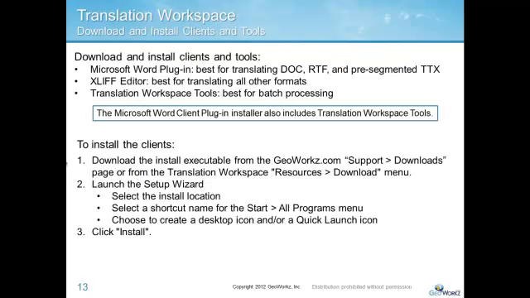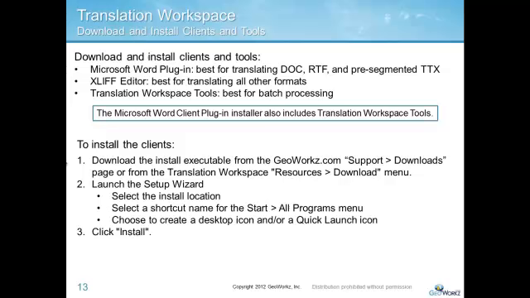To convert a file, translate and back convert, you will first need to download and install the Translation Workspace translation clients. You can do so from the Support Downloads page on the geoworks.com website, or from within the Translation Workspace web user interface from the Resources Download menu.